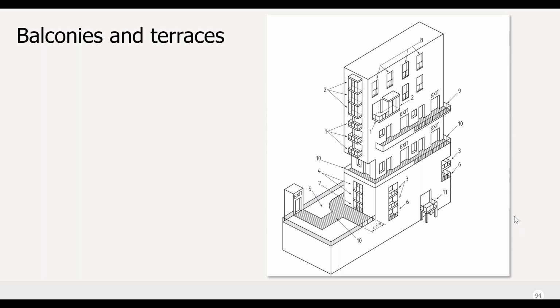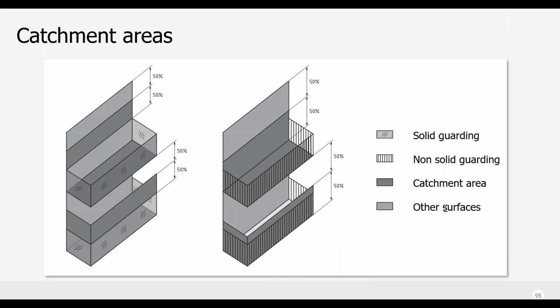Next slide, please. And this gives an indication of the catchment area that should be used in the calculation of how much water might end up needing to be got rid of.